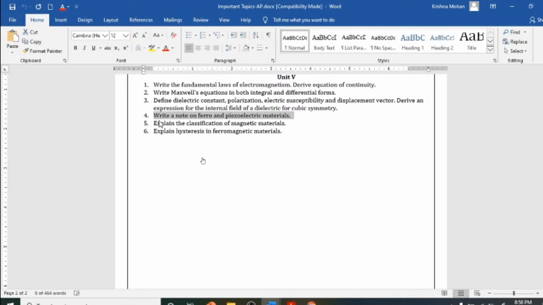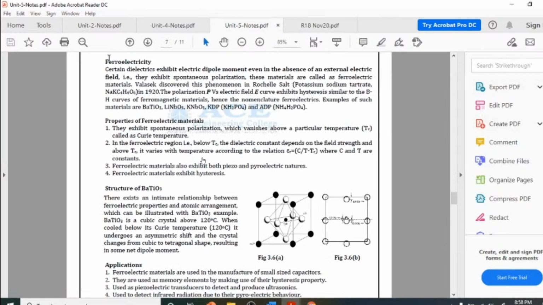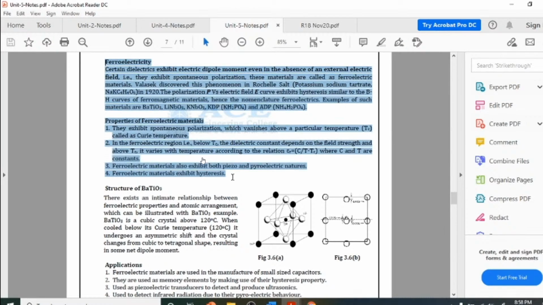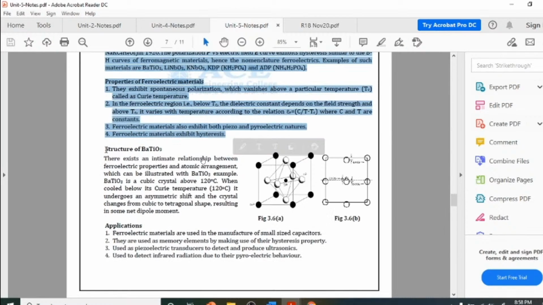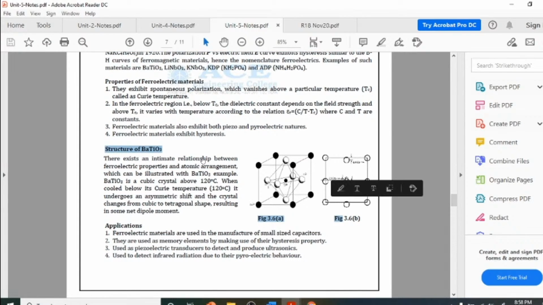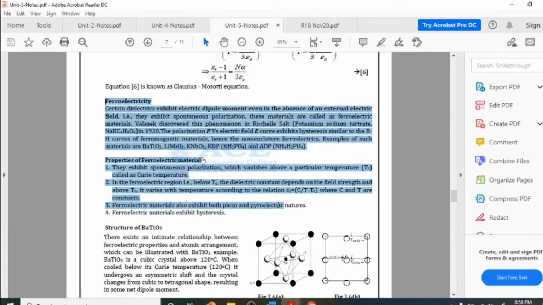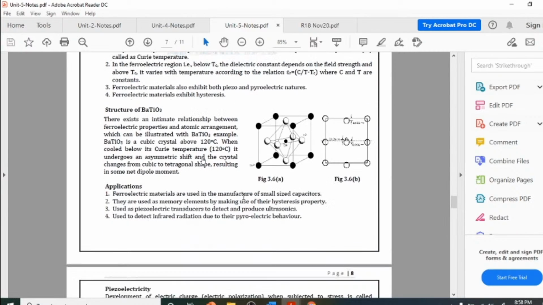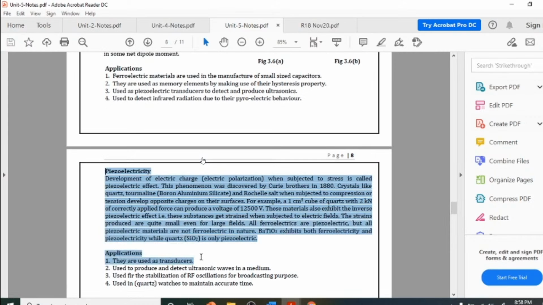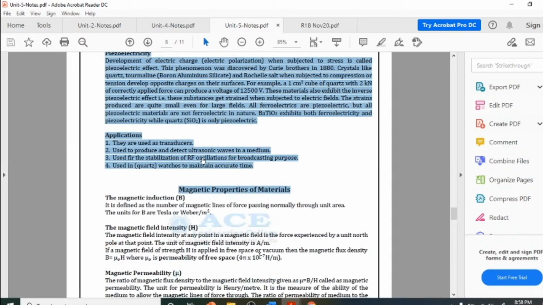And then the classification of magnetic materials. This you can study easily. Dia, para and ferromagnetic materials. I would show you that in the notes. So this is about the ferroelectricity part. And if you are asked to write about barium titanate, then you write about barium titanate. This is separately given. So you can mention only up to here if you are asked to write about ferroelectricity. And if you are asked to write about piezoelectricity and their applications, similarly, ferroelectricity and applications, that you need to write.